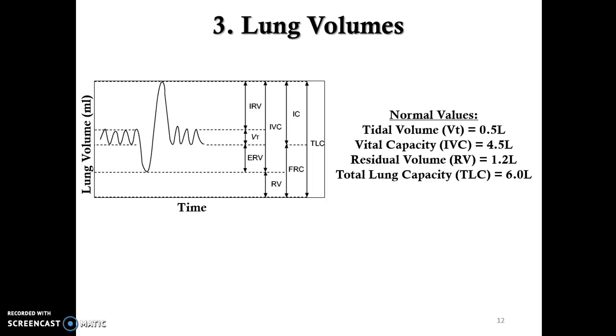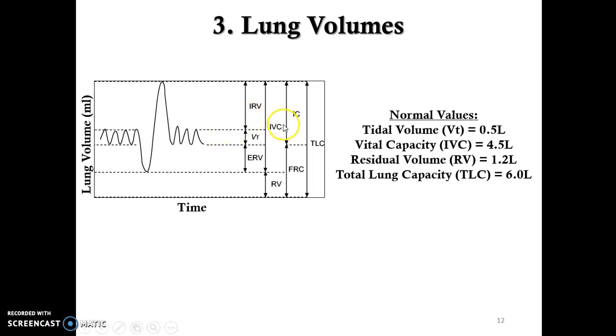The first that we'll take a look at is the tidal volume, or VT. This is just your regular breathing. So on the left we see this is lung volume on our y-axis. This tidal volume is just regular breathing, how much we breathe in and out normally.